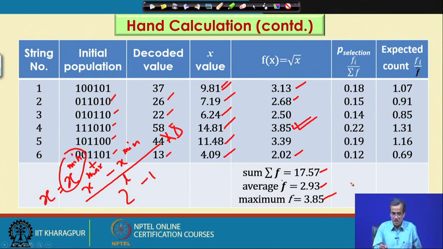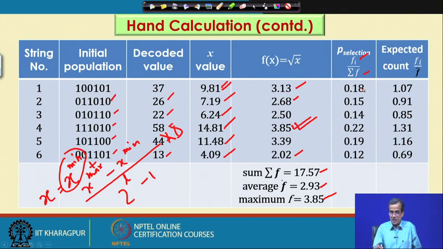Once you have got the fitness information, I am going to start with the proportionate selection, that is nothing but the roulette wheel selection. According to the proportionate selection, the probability of selection is nothing but the individual fitness divided by the sum of all fitness values.